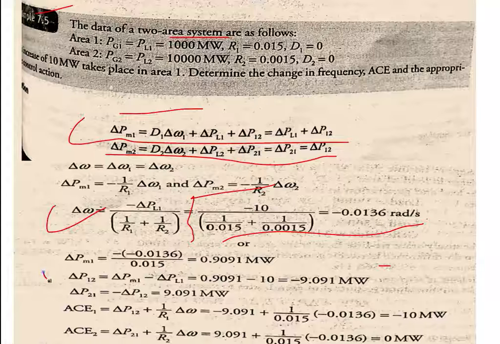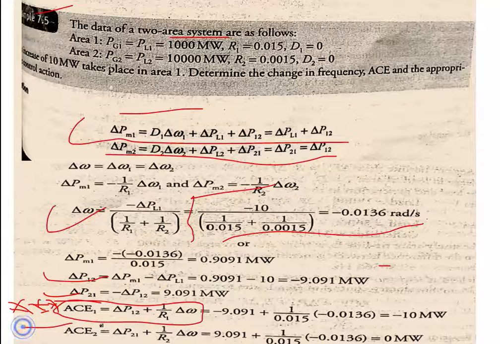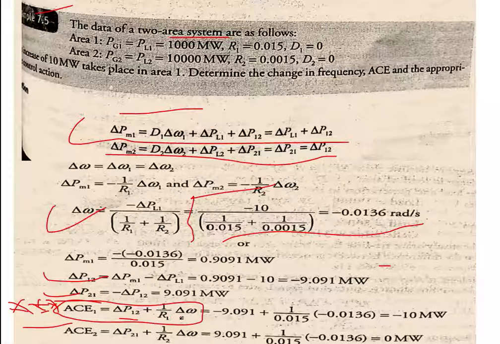Then the change in power with respect to area 1 to 2, and area 2 to 1. Then the area control error is given by the standard formula. This is the important equation we use to find area control errors. Delta P12 is known. R1, the droop characteristic, is also given. Del omega you have already found. Substitute here, and we will get the final answers.